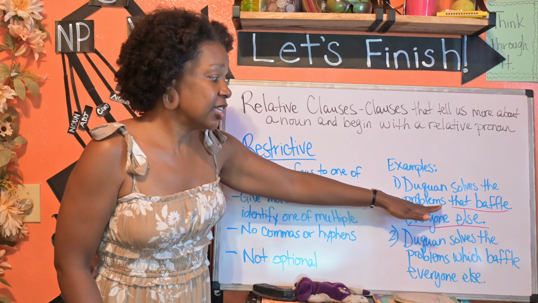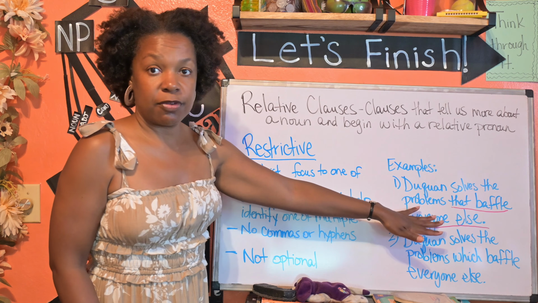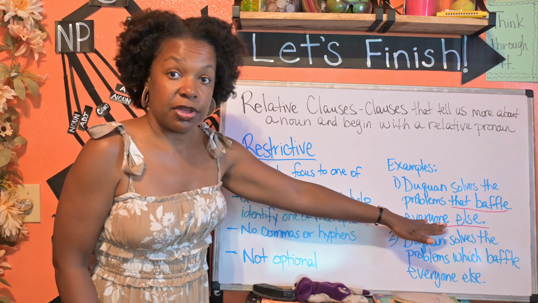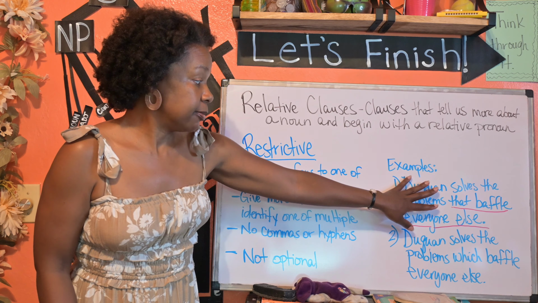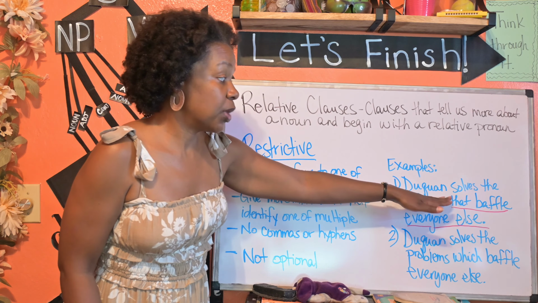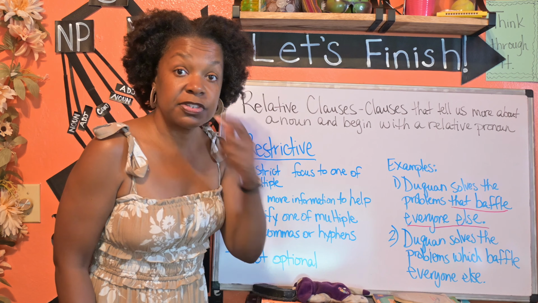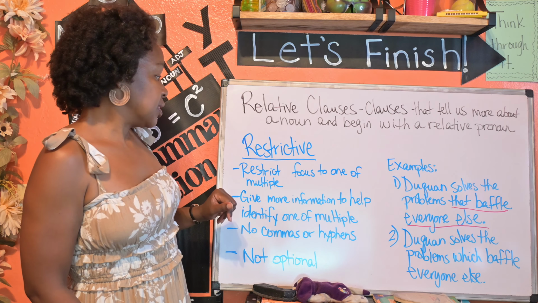It doesn't look like he solves all the problems. No. The lack of the comma makes clear that he solves a particular kind of problem. Problems that baffle everyone else. This is necessary. We need to understand this, okay? So we don't have a comma, right? It's not optional because, again, this is telling us what kinds of problems Daquan solves. So we need this information to understand what problems he solves.